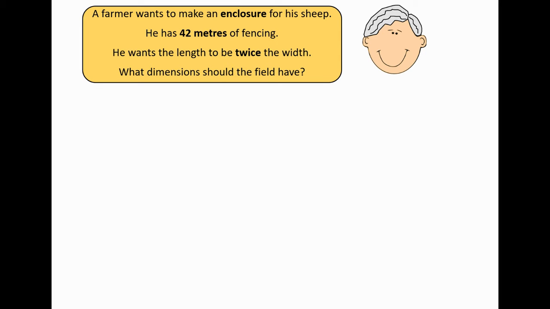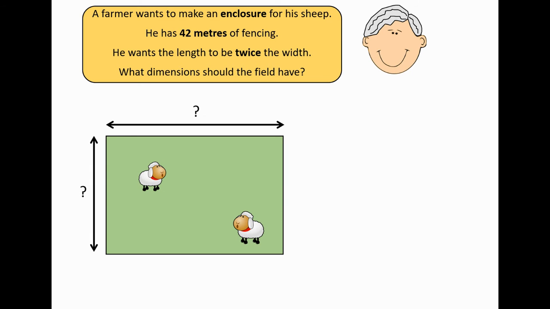It says here, a farmer wants to make an enclosure for his sheep. He has 42 meters of fencing. He wants the length to be twice the width. What dimensions should the field have? So let's say, for instance, this field is in a rectangular shape, okay?